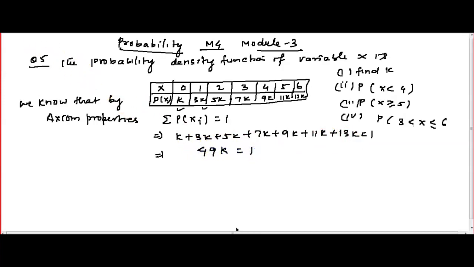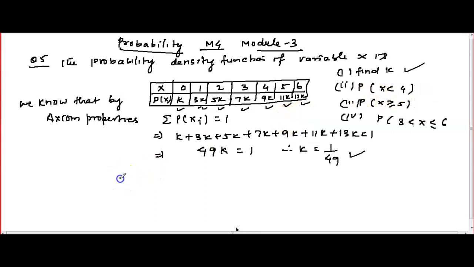Check out, this is 49, k is equal to 1, so we can write k is equal to 1 by 49. So this is the value of the first one. Now you can substitute the values of k: 1 by 49, 3 by 49, 5 by 49, 7 by 49, 9 by 49, 11 by 49 and 13 by 49. Just substitute the value of k, right?